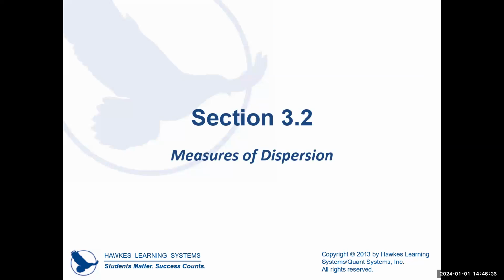All right, the next section we move into is section 3.2, which deals with measures of dispersion. So 3.1 dealt with the various measures of center. In other words, what are the typical data values? What do they look like? This section says, okay, that's all well and good, but we also might want to know how spread out the data is. And that's the idea behind the measure of dispersion. How spread out is my data?